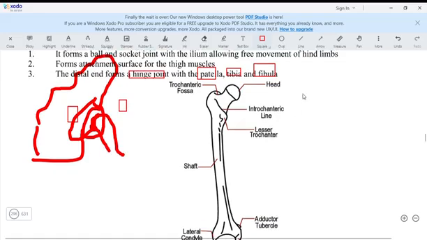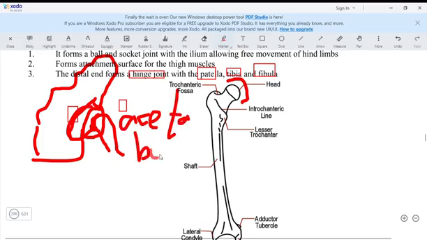As you can see, this is the femur we are talking about, the largest bone in the body. It has what we call the head. We have the head of the femur, which is entering the what? Acetabulum. So that's where the head of this femur is entering.